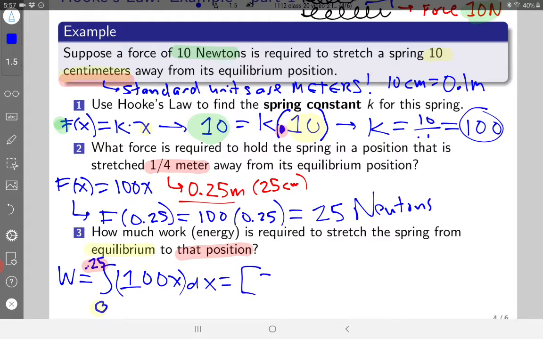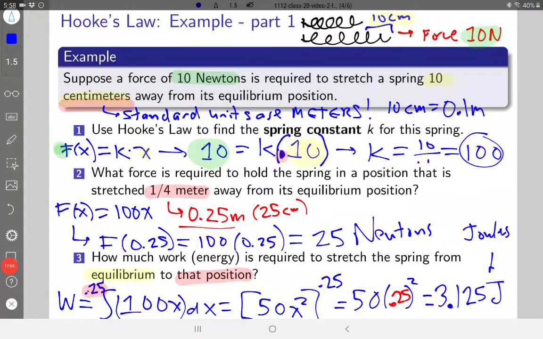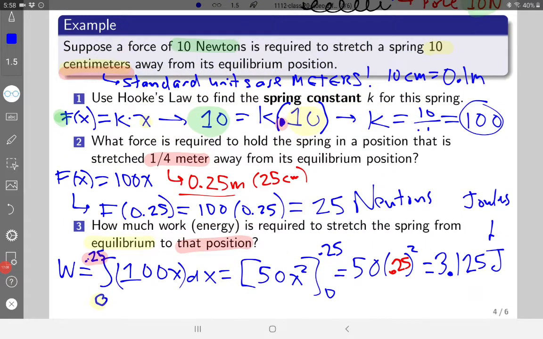So the antiderivative of 100x is 50x squared. I have to plug in 0 at the bottom and 0.25 at the top. So I get 50 times 0.25 squared. And by the way, when I plug in 0 as the lower limit, I'm going to get 50 times 0 squared, or nothing, so I just didn't even bother to write that term. And crunching these numbers, I get 3.125. Remember, the units on that are joules, or kilogram meters squared per second squared. This is a measure of the work or energy required to actually pull the spring from equilibrium out to that point.